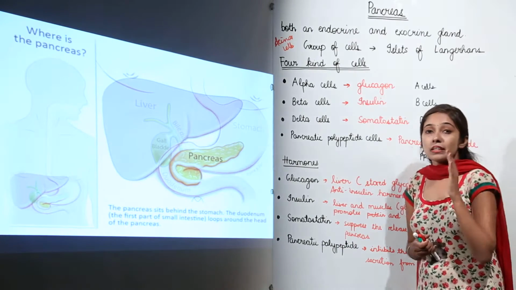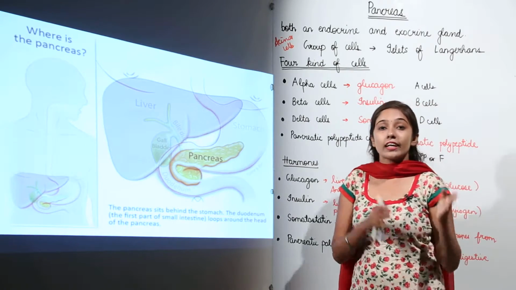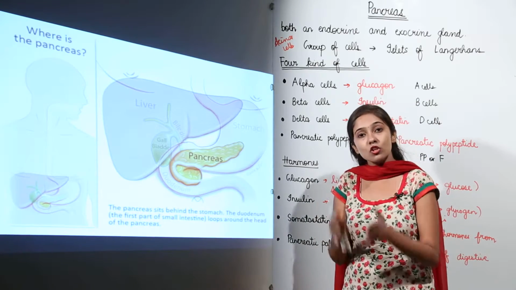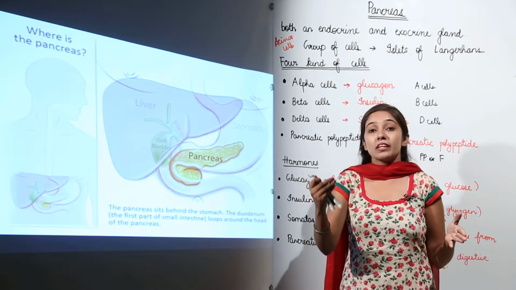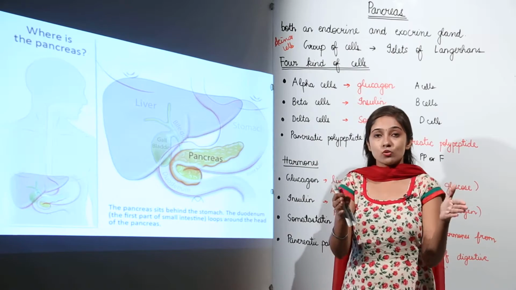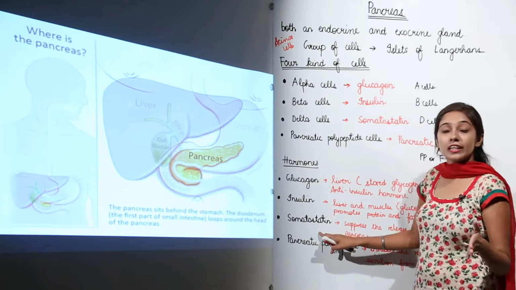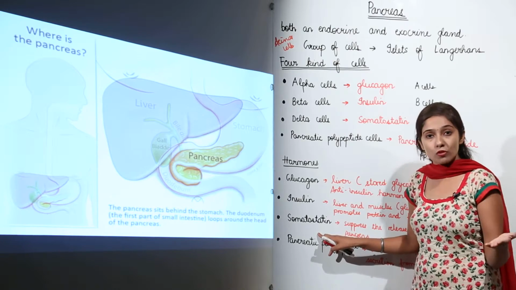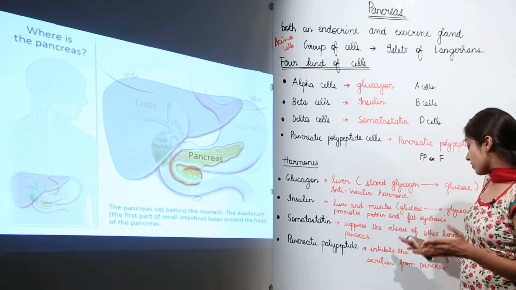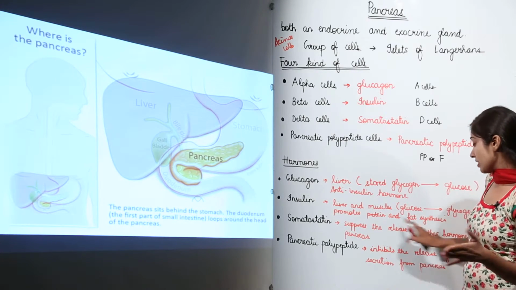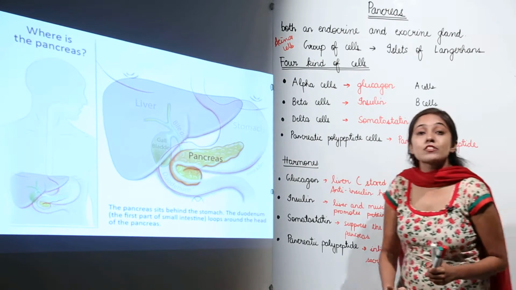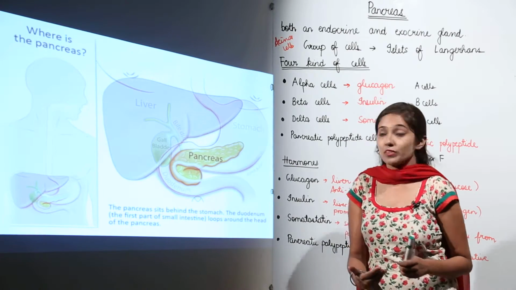As I told you, the pancreas is both an endocrine gland and an exocrine gland. It is a heterocrine gland because it serves a dual purpose. It releases pancreatic juice and also hormones, so hormones and digestive juices. So what is somatostatin doing? It suppresses the release of other hormones from the pancreas. And what is pancreatic polypeptide doing? It inhibits the release of the secretion from the pancreas, in terms of digestive juices, digestive secretion.